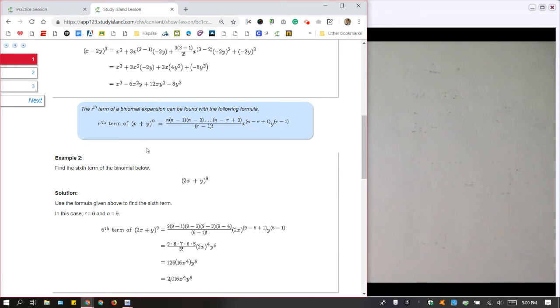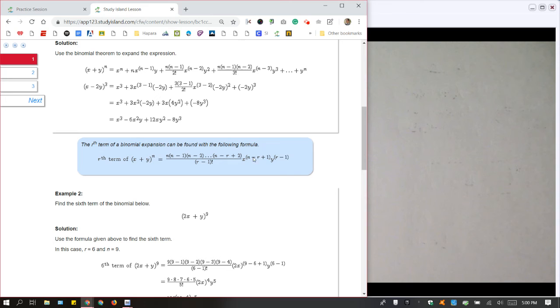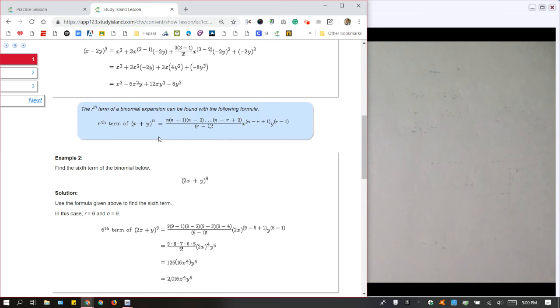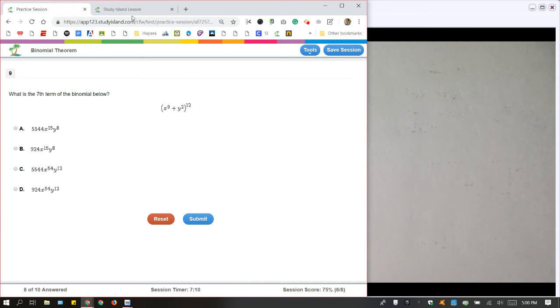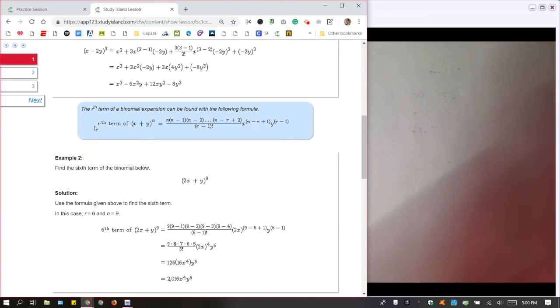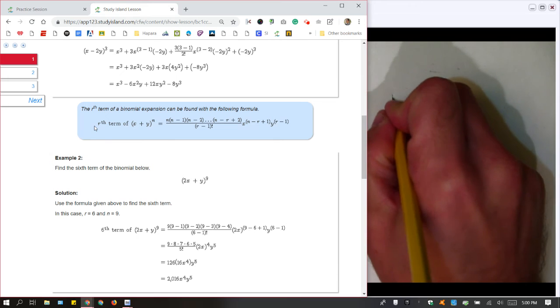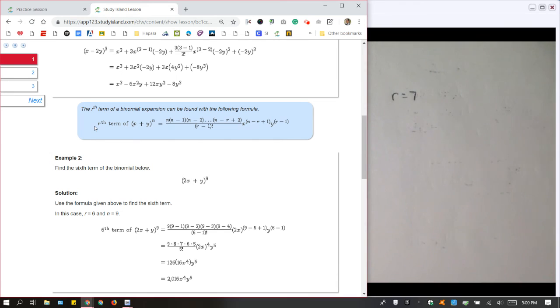Well, if you go to your study lesson, there's an example. Here's a formula here. Now, this looks kind of intimidating and crazy, but it's really not if you just break it down one step at a time. And so let's go ahead and do that. First of all, it says the rth term. We want to know the 7th term. So when we look at this formula, the r that we're going to use, r equals 7 in our case.